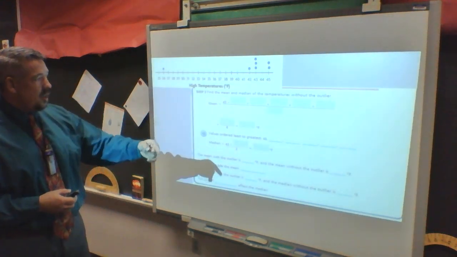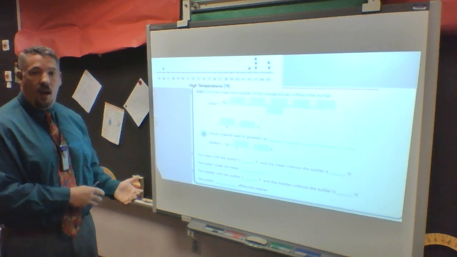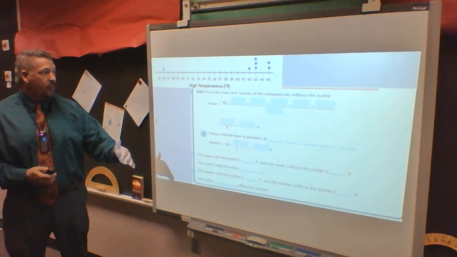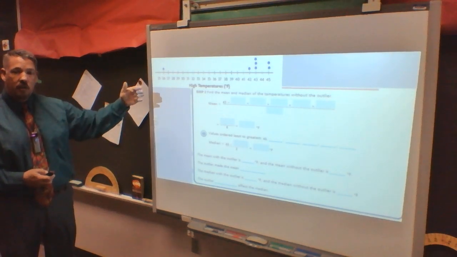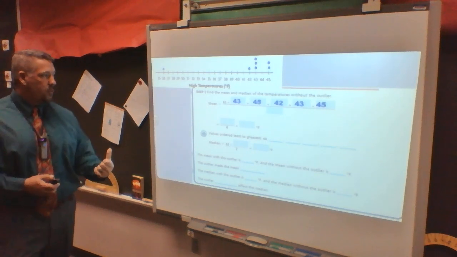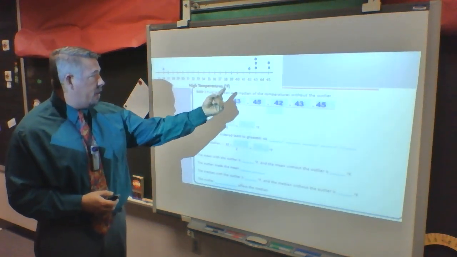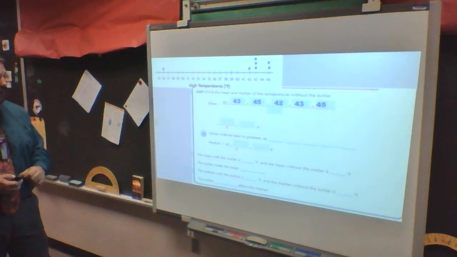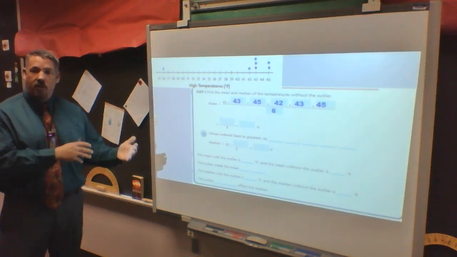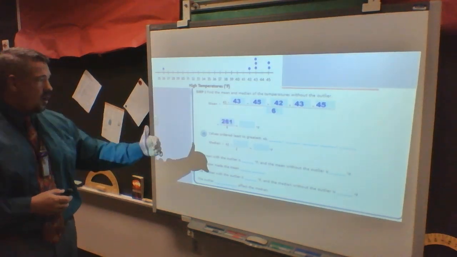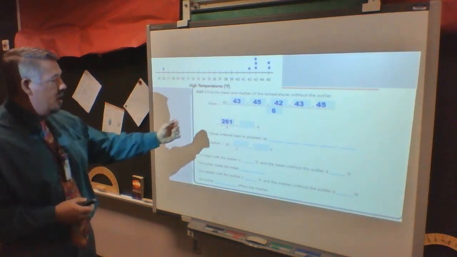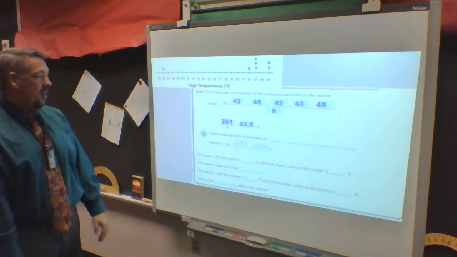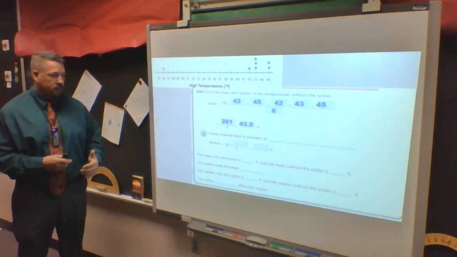Find the mean and the median of the temperatures without the outlier. So without the outlier, once again on mean, I have to add them together. But I'm getting rid of the 26 because I'm doing it without. So I'm just doing the 43, 43, 45, 42, 43, 45. That was the order they were listed in the story problem. And I'm dividing by 6 now instead of the 7 days of the week. When I add them together on my handy-dandy calculator, I get 261. And 261 divided by 6 gives me 43.5 degrees.